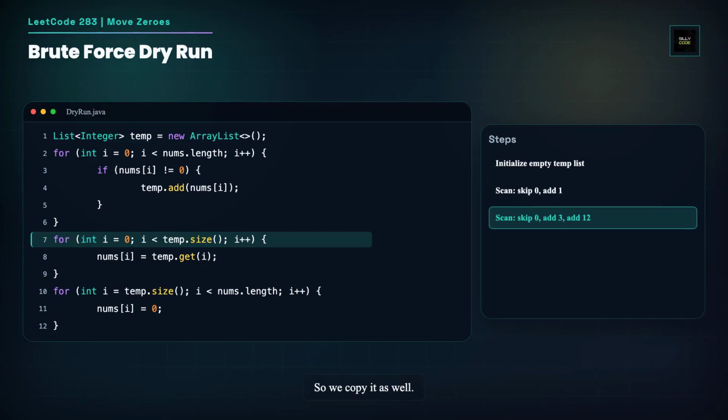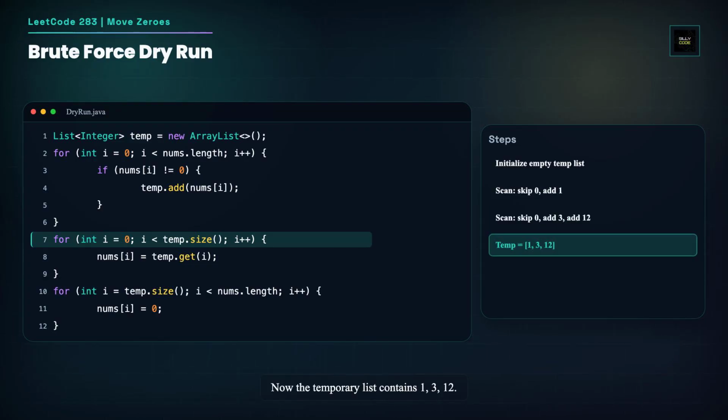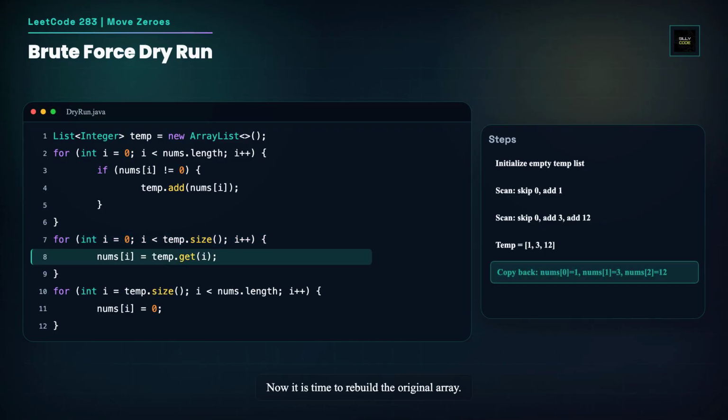So we copy it as well. Now the temporary list contains 1, 3, 12. We've finished scanning the array. Now it's time to rebuild the original array. We start writing from index 0. Place 1 at index 0. Place 3 at index 1. Place 12 at index 2.